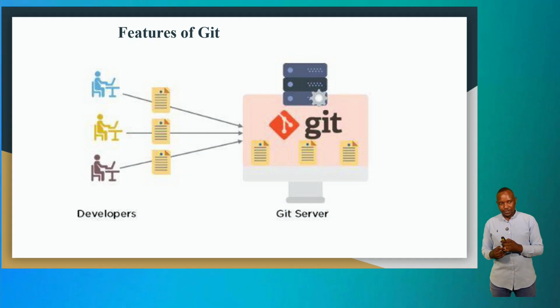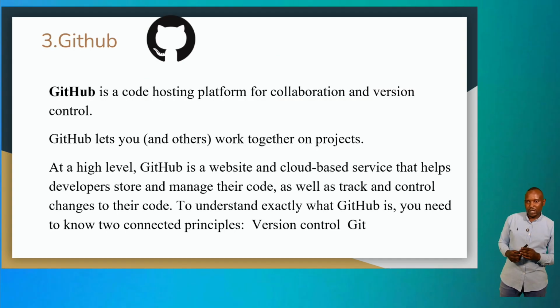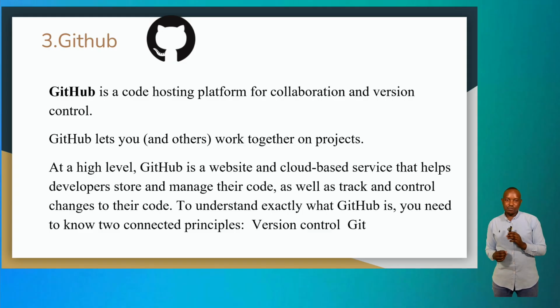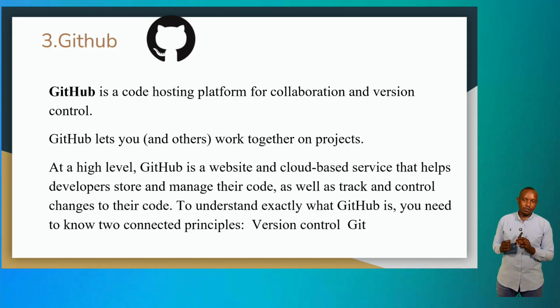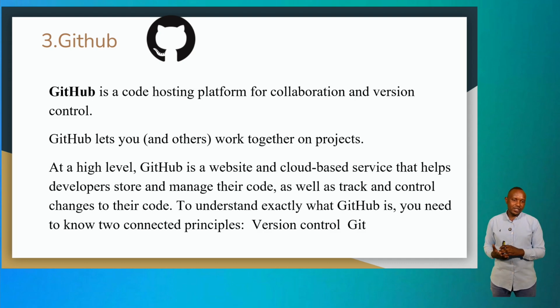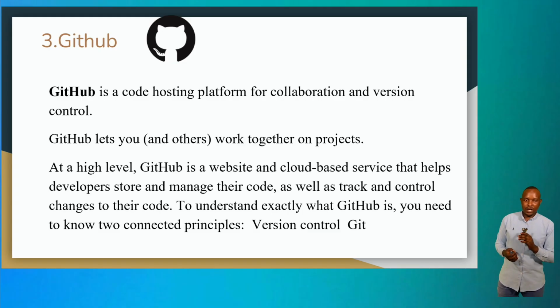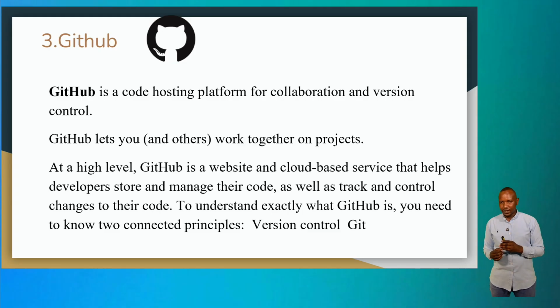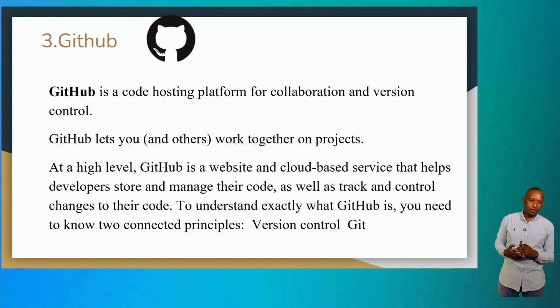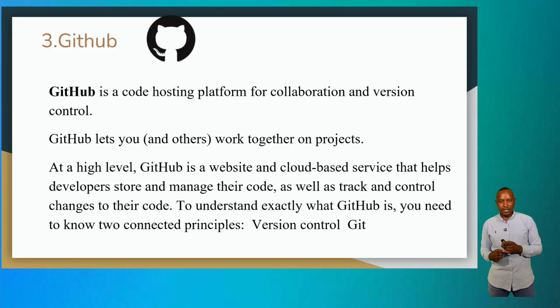Another key term we are going to see is GitHub. GitHub is a code hosting platform for collaboration and version control. For code we write in any programming language, like C++ or JavaScript, we can host our code on this hosting platform called GitHub. GitHub lets others work together on a project. At a high level, GitHub is a website or cloud-based service that helps developers store and manage their code.